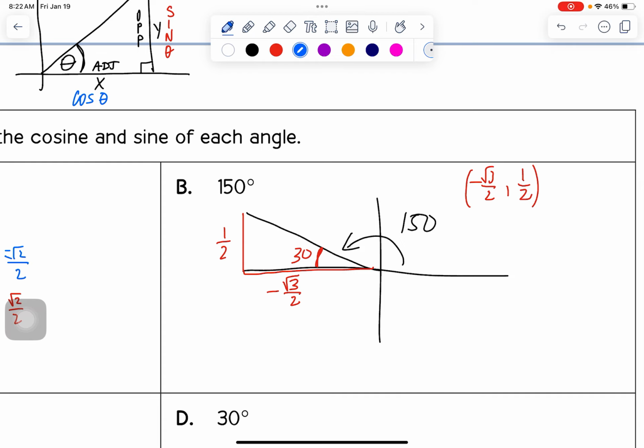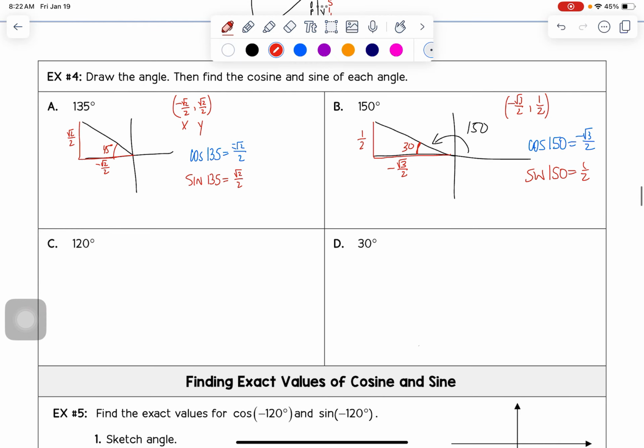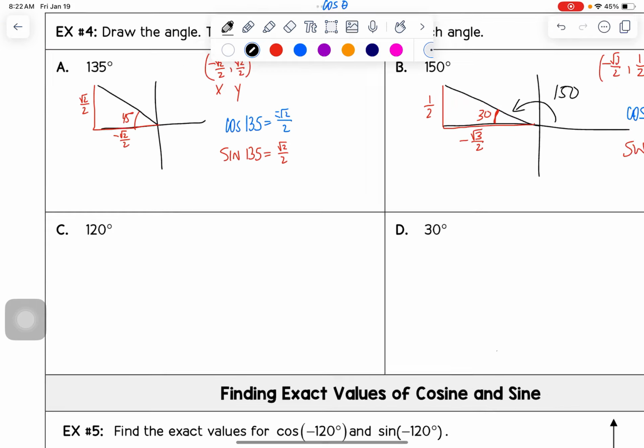When we relate that to geometry in SOHCAHTOA, that means the cosine of 150 is negative root 3 over 2, and that the sine of 150 is 1/2. And we can continue that process with all of these problems. We'll do the 120 here, one more, and that'll be it.